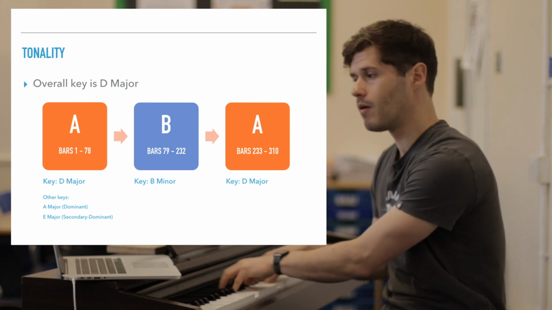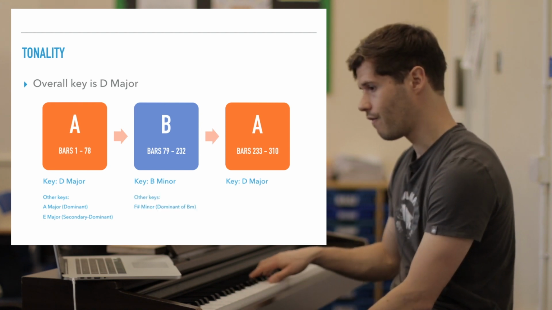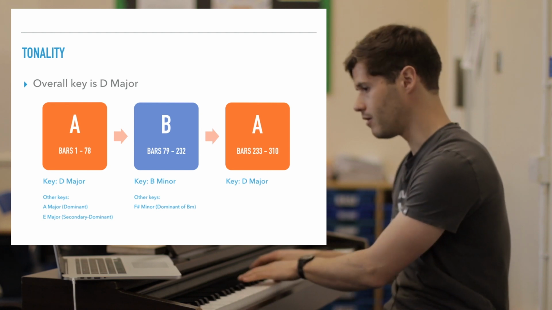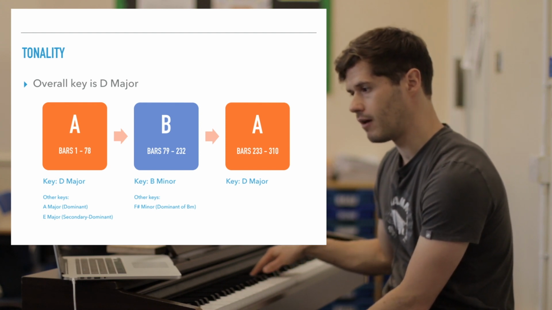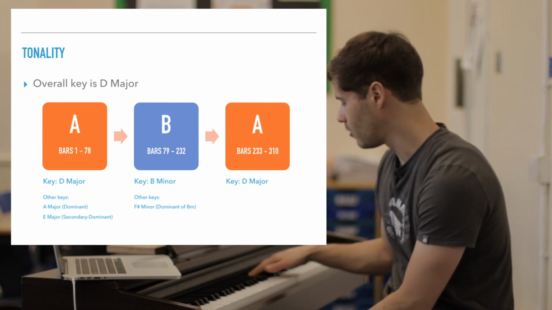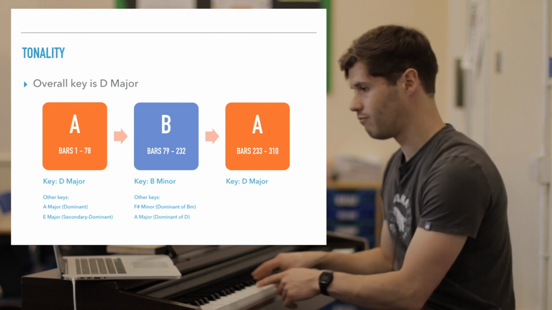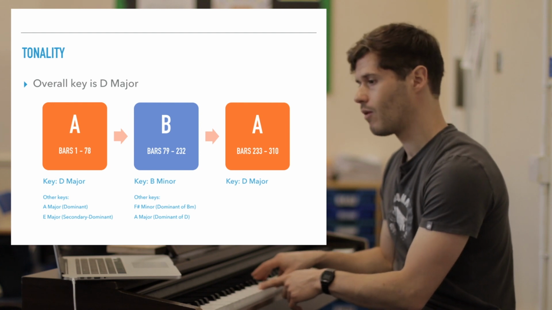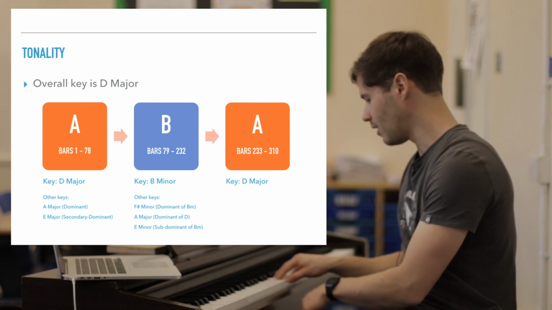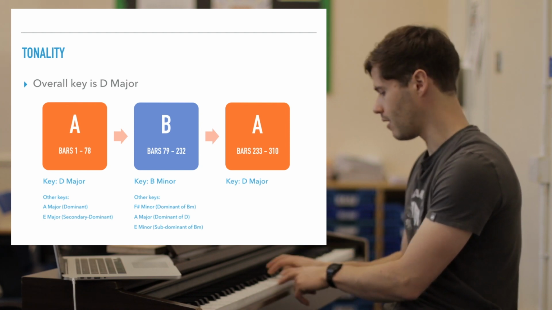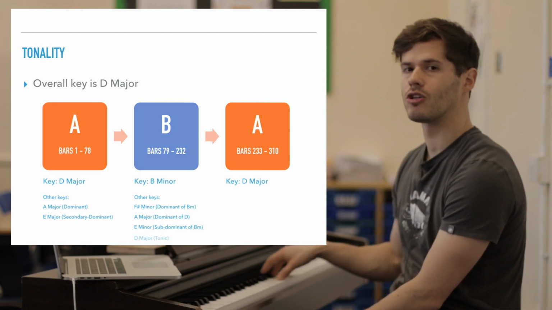So we start in B minor, but we then move to F sharp minor, 1, 2, 3, 4, 5, which is the dominant, the fifth, F sharp minor. That's the dominant of B minor. But then we move to A major, which is the dominant of D, like we said before. We move to E minor, which is the subdominant of B minor. 1, 2, 3, 4. It's the subdominant. And then we're back to the tonic D again.